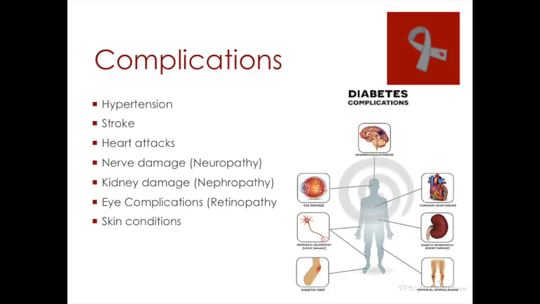Lastly, skin conditions. About 2/3 of people with diabetes develop skin problems. Due to poor circulation and the inability of the liver to get rid of all the accumulating waste in the body, patients can experience itchiness of the skin. And people with diabetes are more prone to bacterial and fungal infections of the skin.